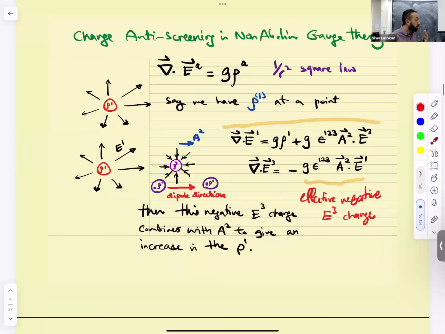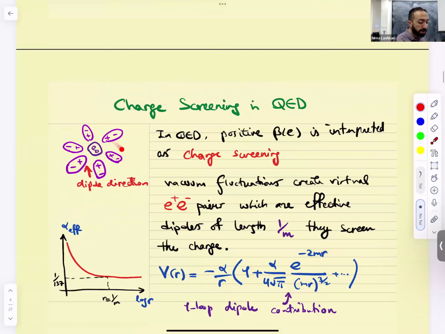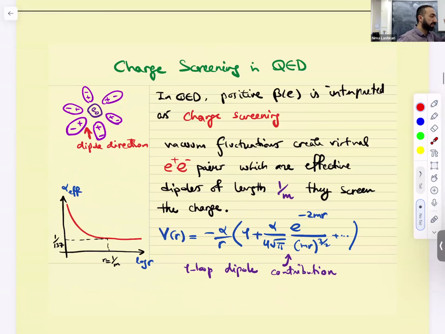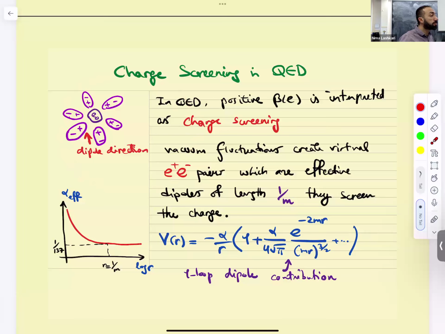This is the origin. So now this leads to anti-screening, right? This leads to anti-screening. This is the contribution of the non-abelian gauge fields, right? So here what we're talking about, this is the contribution of the fermion loops, right? This is a fermion loops contribution because there's nothing else. So this is present in QCD as well.